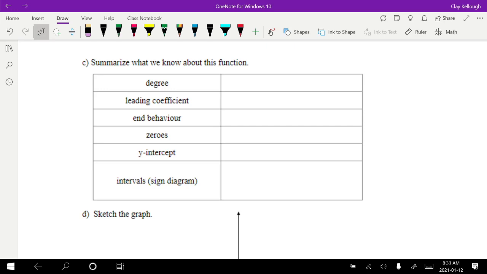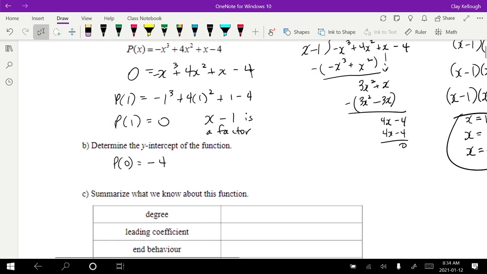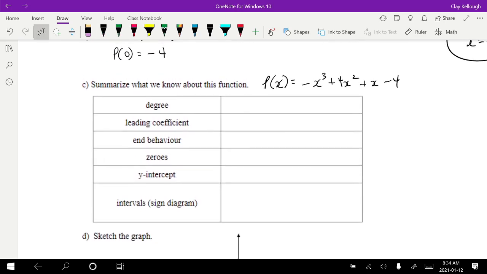So its degree, let me write it down again. It is p of x is equal to -x cubed plus 4x squared plus x minus 4. Okay, so there's what we know about it. Its degree is it's a third degree polynomial.